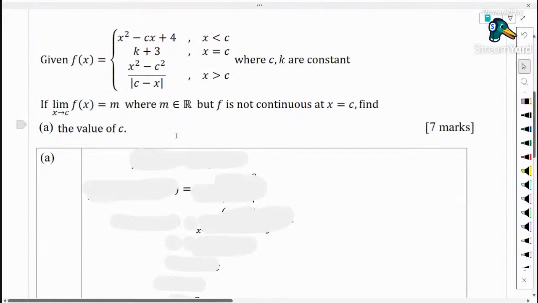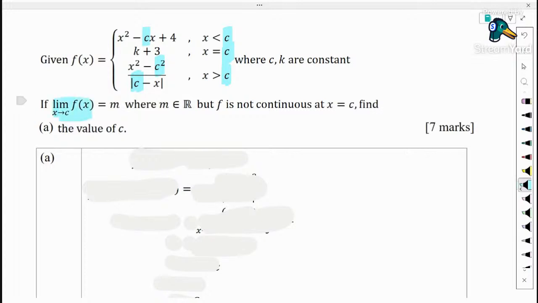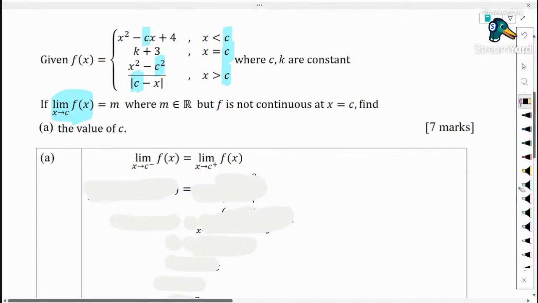I have the info of C at this position that I highlight. And in order to get the answer for C here, we're going to make use of the idea that the limit exists for x approaching C. If the limit exists, that means the left-hand limit and the right-hand limit are the same. So the limits at C minus and C plus will be the same.